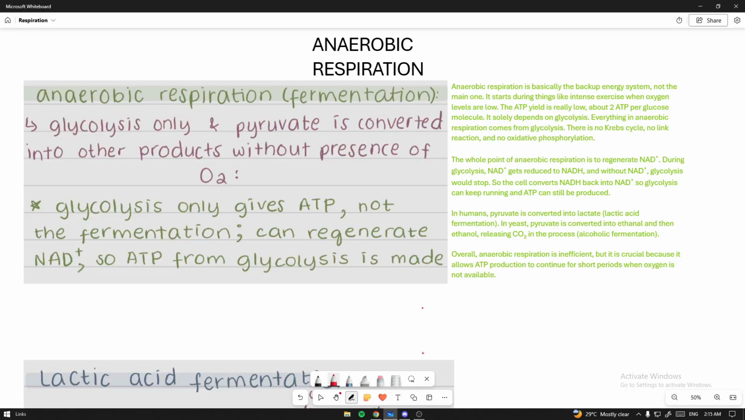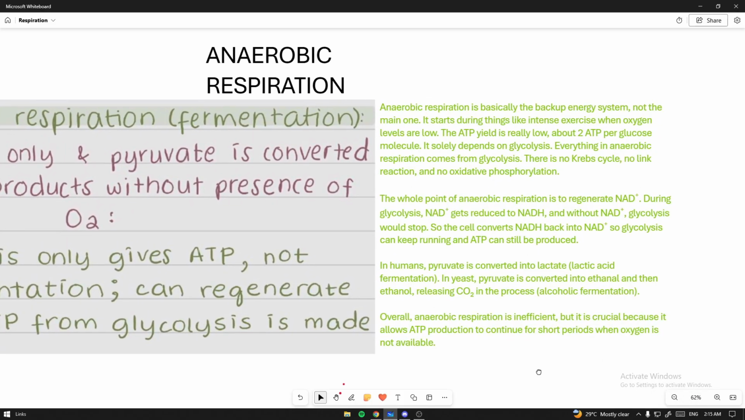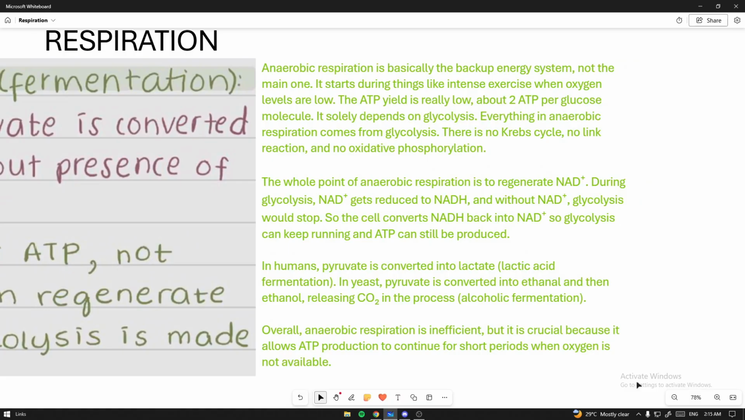Anaerobic respiration can regenerate NAD plus, so ATP from glycolysis is made. Now, what does this mean? Everything is gonna make sense. Just let me read this out loud for you guys, and then I'll explain again. Well, I'm gonna read and explain at the same time.